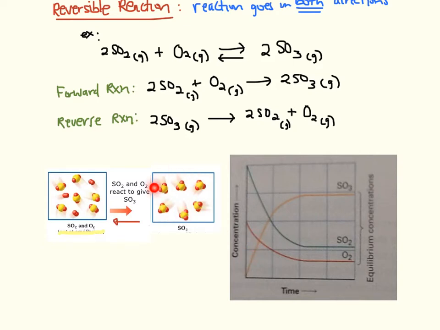Now, of course, once you start to form SO3, those are going to start to break back down into SO2 and O2 molecules. And if you let these 2 reactions just take place in the flask, eventually what you're going to find is that your concentrations of SO2 and O2 are going to flatten out. And your concentration of SO3 is also going to flatten out or become consistent. And at that point, right around here, that's when you've reached something called chemical equilibrium. So that's where equilibrium is achieved.